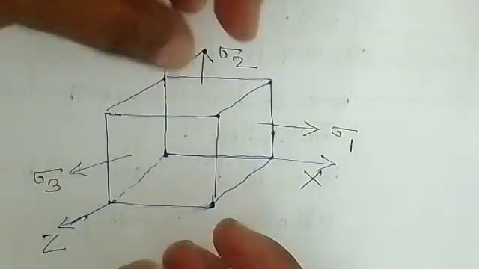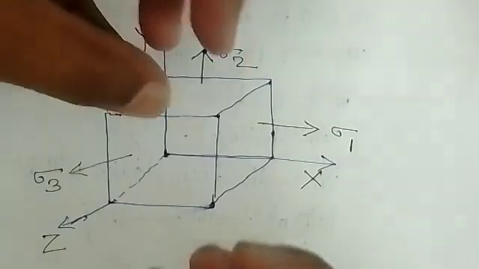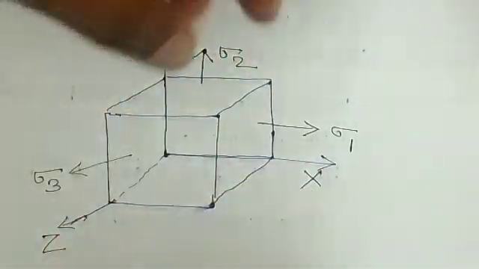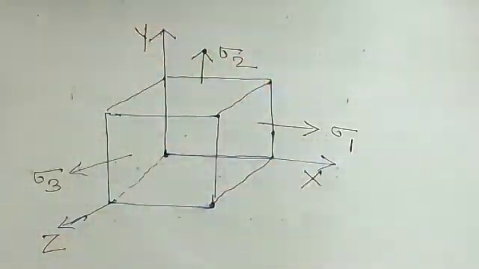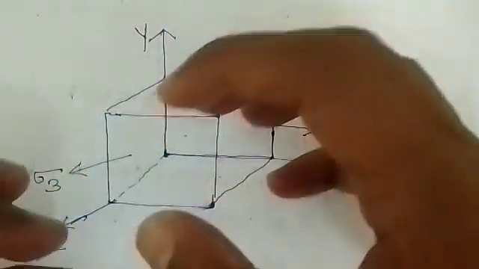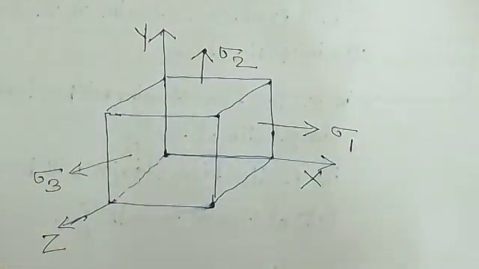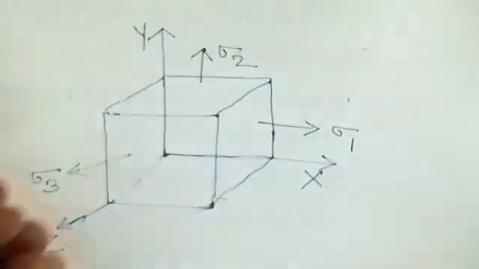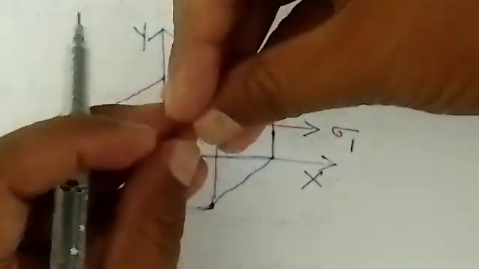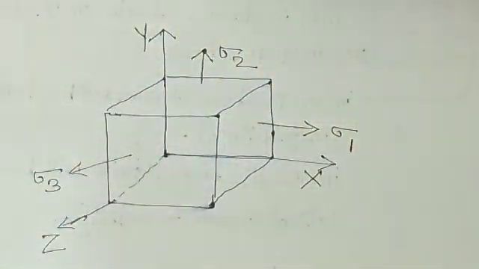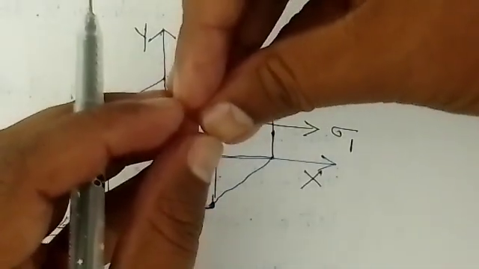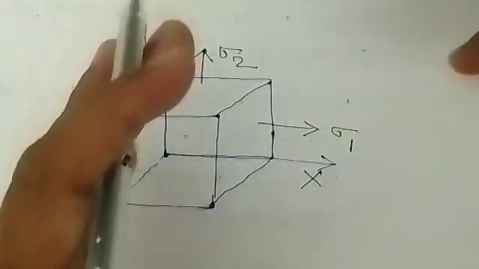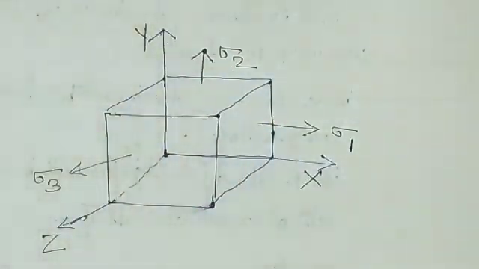Similarly, when you consider sigma 2, which acts on the y-axis, this is your y. So on the y-axis there is a longitudinal strain, but on x and z there is a lateral strain. Similarly, this is the z, you can see the movement of my hand. When the stress acts on the z-axis, the strain on the z-axis will be longitudinal, but on x and y the strain will be lateral.